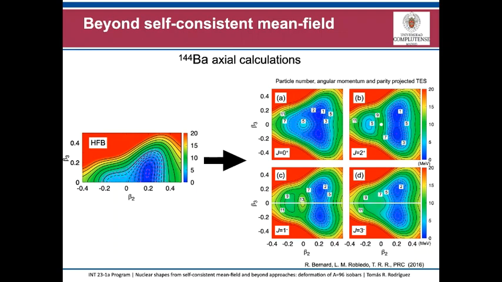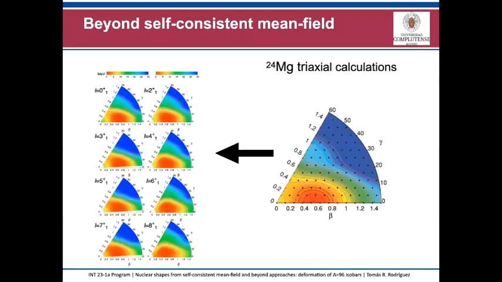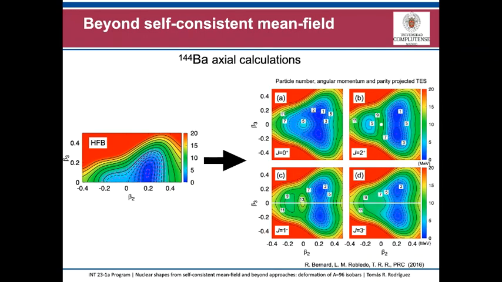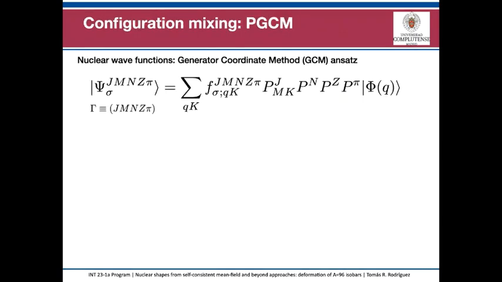So this is another example. I am just showing you the projection of triaxial shapes. This is the projection of axially symmetric but quadrupole and octupole shapes. And then the next step is the configuration mixing.